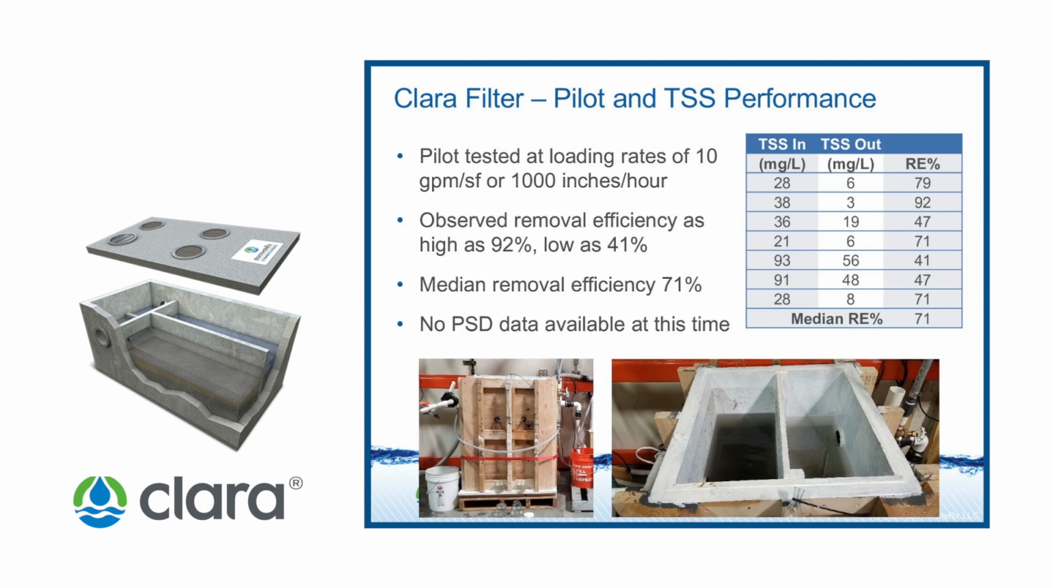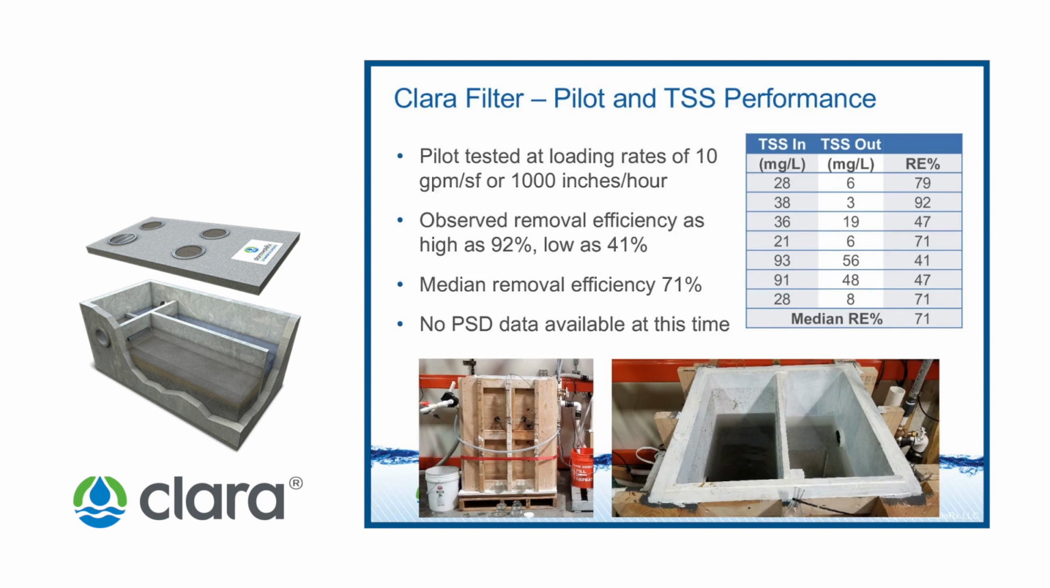As seen in the lower photo, our 10-gallon-a-minute pilot was set up in our Portland lab and run at a number of flow or loading rates. We found that 10 gallons a minute per square foot of surface area was optimal, which is a very high loading rate for any stormwater treatment filter.